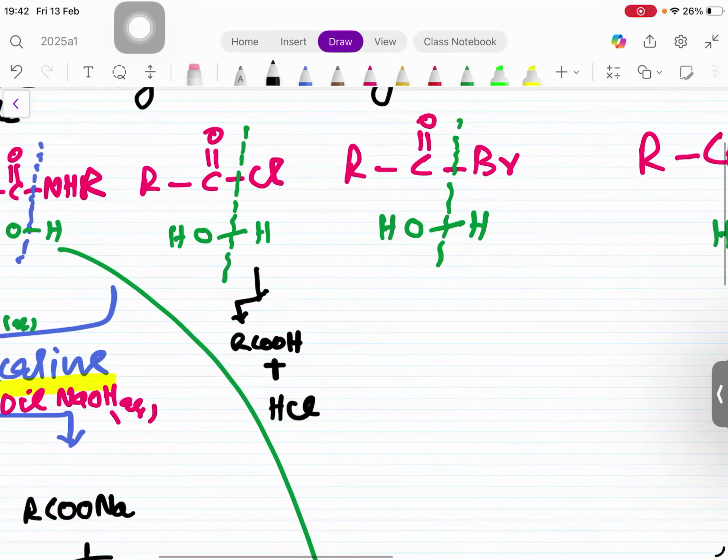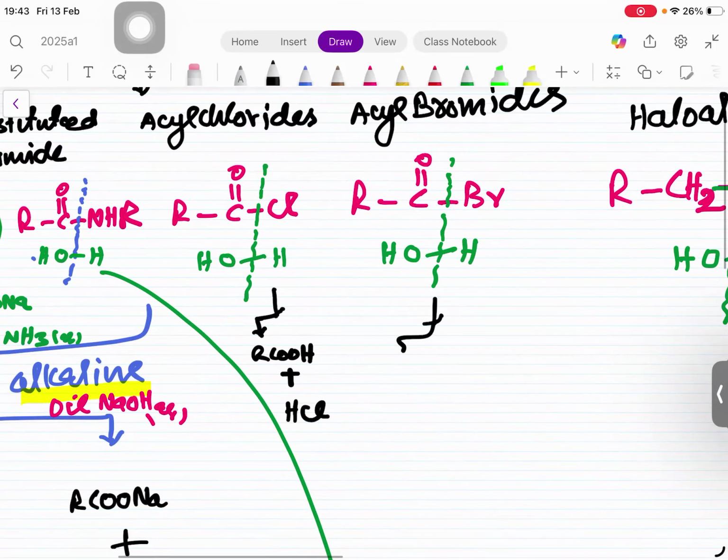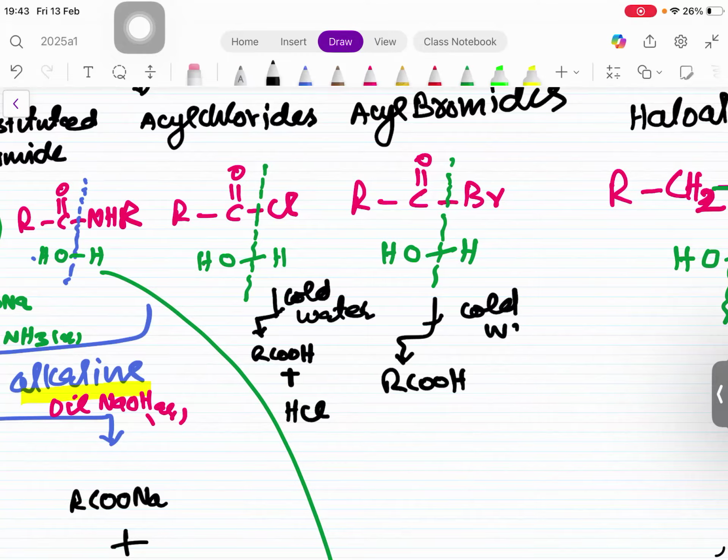Similarly, RCOBr, acyl bromides, will give what? RCOOH. No, what I said just: they don't need any acid or alkali. They react with the cold water, the direct cold water. Okay? So they don't need anything, acid or alkali, to undergo the hydrolysis. Similarly, they react with cold water. So what will be formed? RCOOH plus HBr.